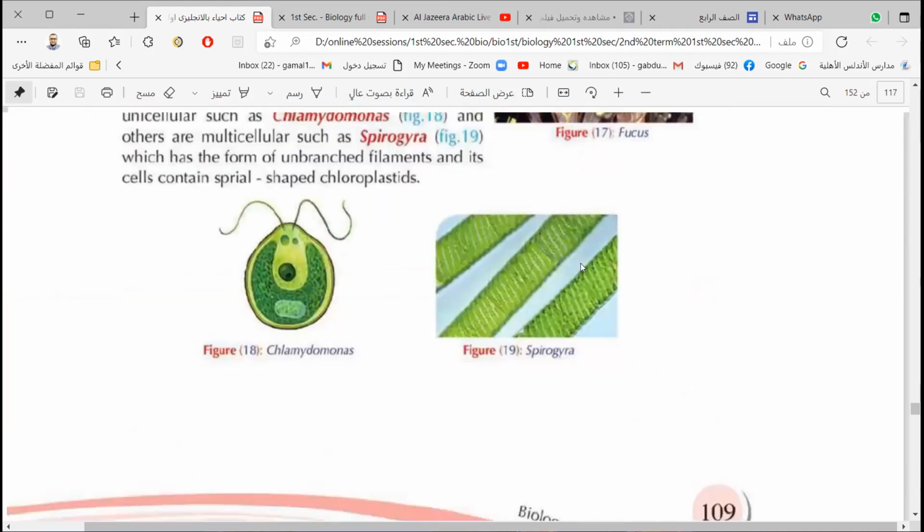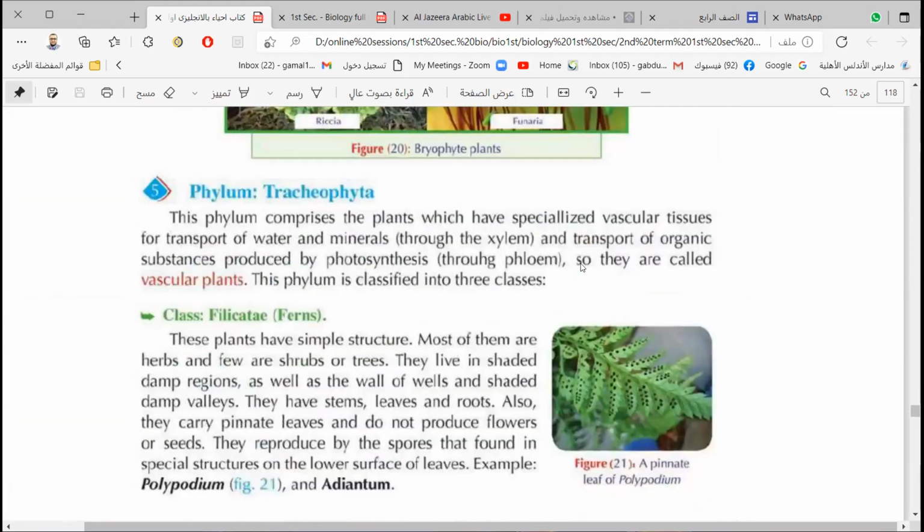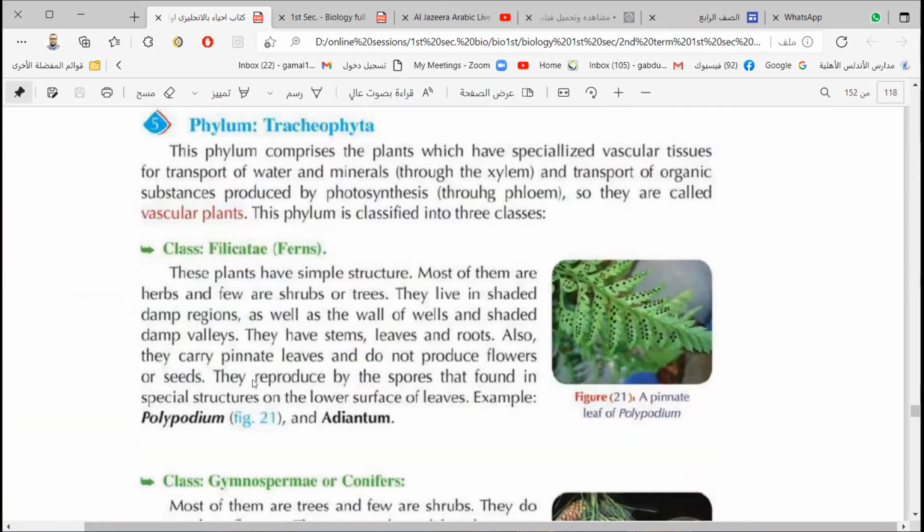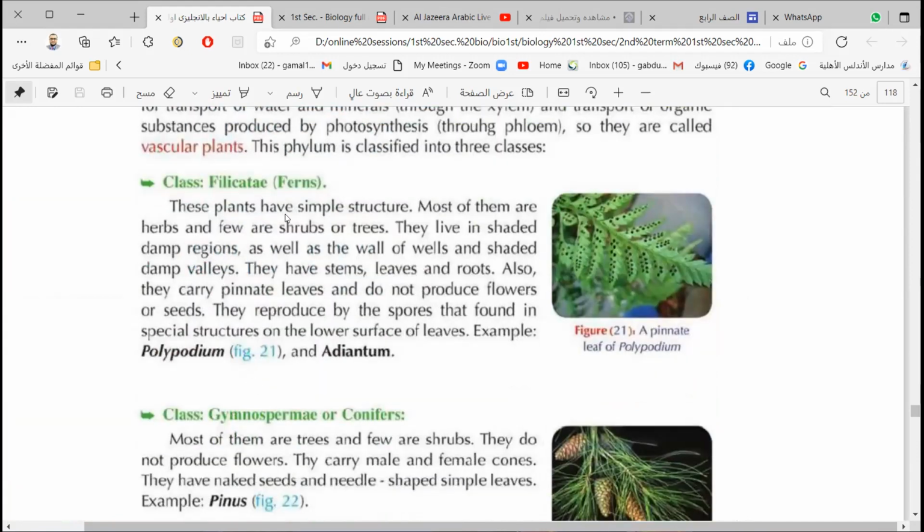Okay. Just go back to the ferns or Filicatae. Maybe this will be the answer. The plants have a simple structure. Most of them are herbs, and a few of them are shrubs and trees. They live in shaded damp regions, as well as in shaded damp valleys. They have stems, leaves and roots. Also, they carry pinnate leaves. They don't reproduce by flowers or seeds, but reproduce by spores. So this is our answer.